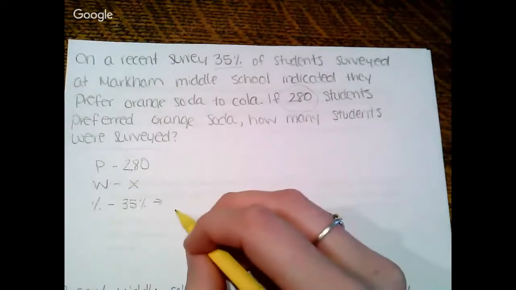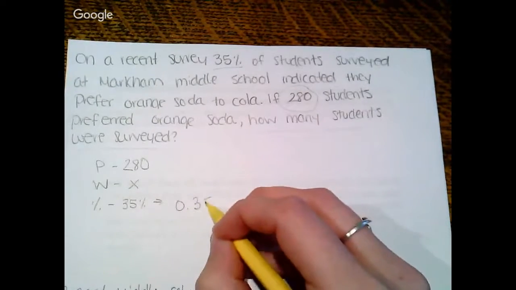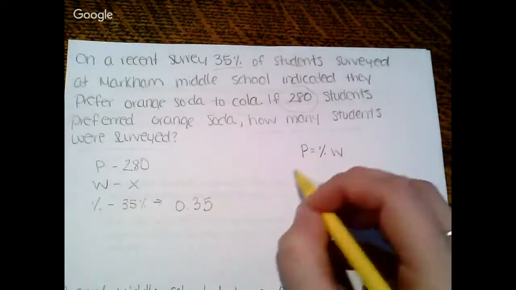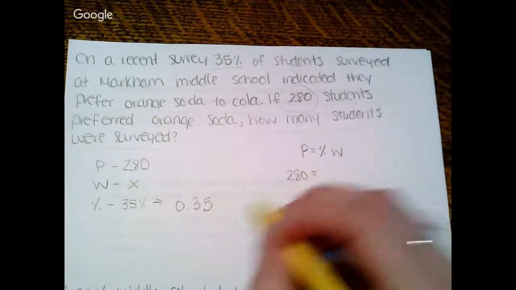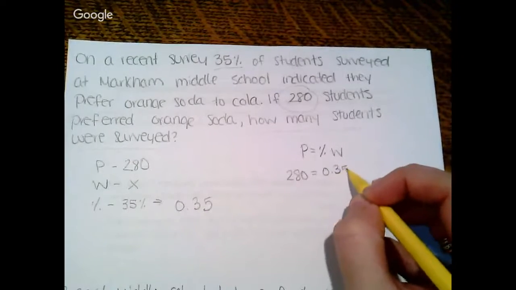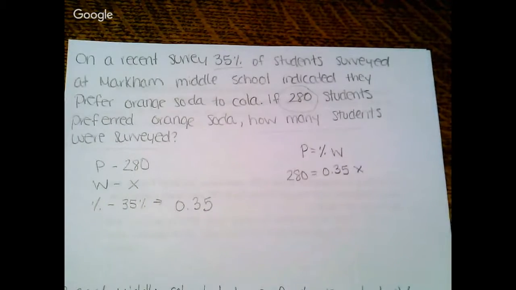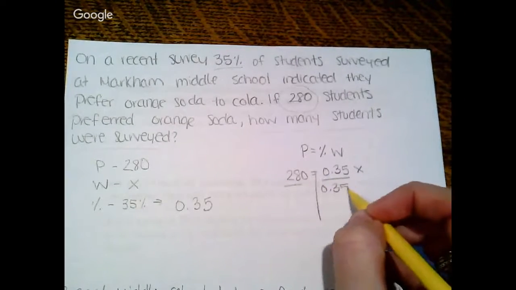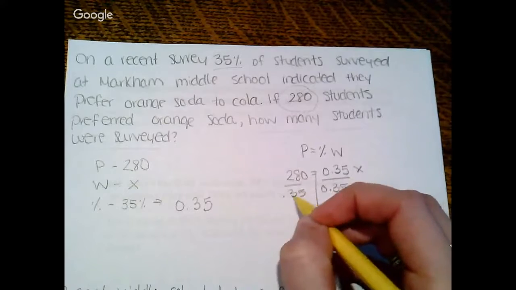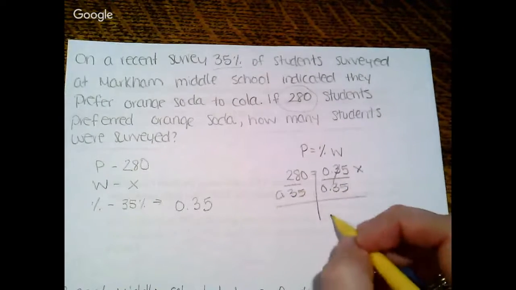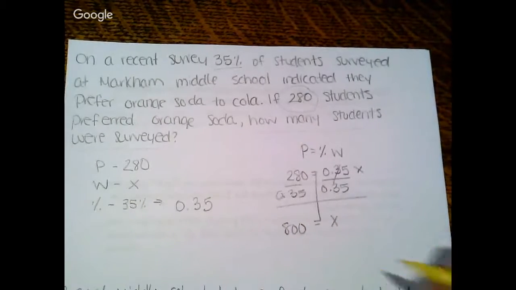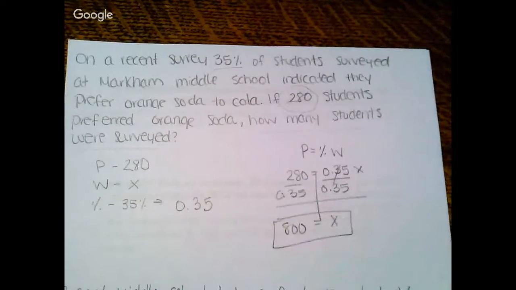But we have to make sure that we transfer that into decimal form, so that's going to be 0.35. Now with my equation, P equals percent times W, I'm going to plug in 280 as my P, my percent is 0.35, and my whole is my X. To get X all by itself, I need to divide each side by 0.35. And when we do that, we get that X equals 800. So we know that 800 students were surveyed in total.